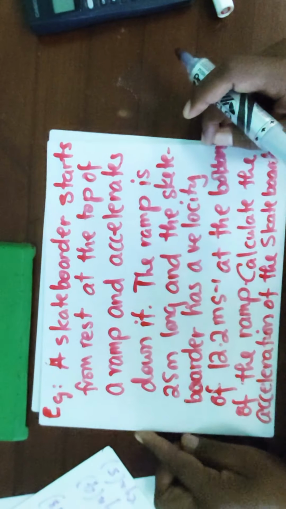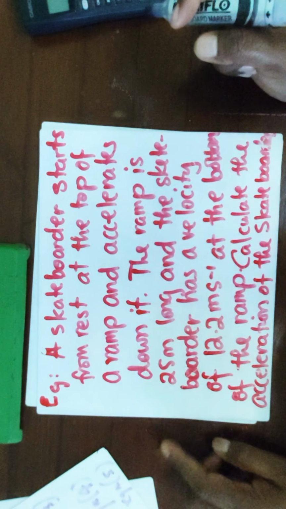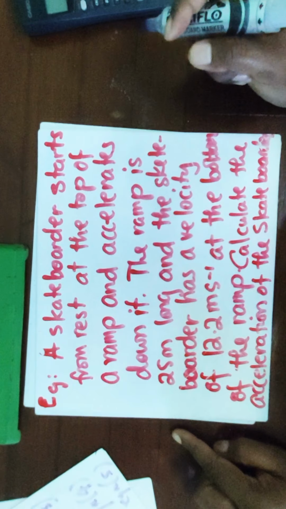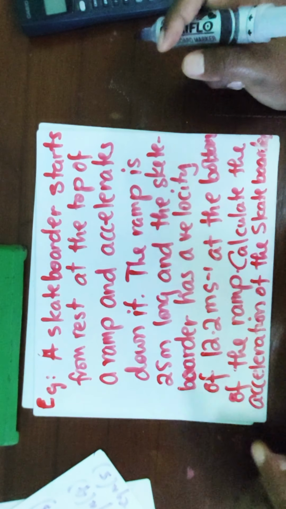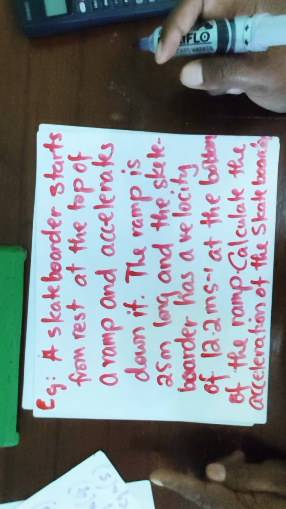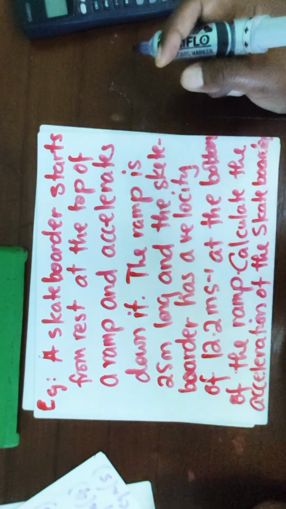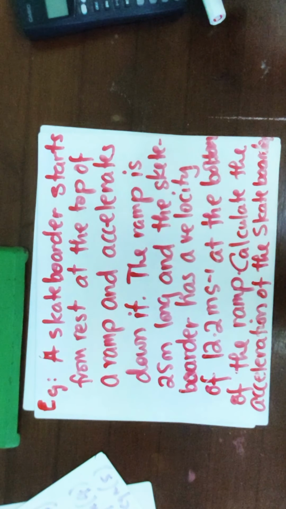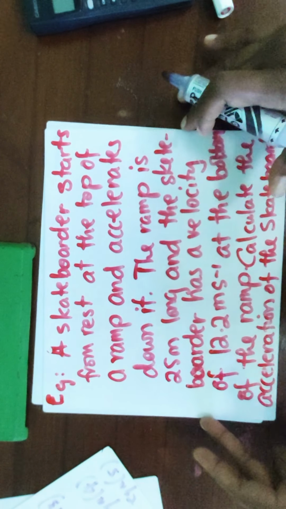So the next question is this. It says that a skateboarder starts from rest at the top of a ramp and accelerates down it. Now the ramp is 25 meters long, and the skateboarder has a velocity of 12.2 meters per second at the bottom of the ramp. Calculate the acceleration of the skateboarder.